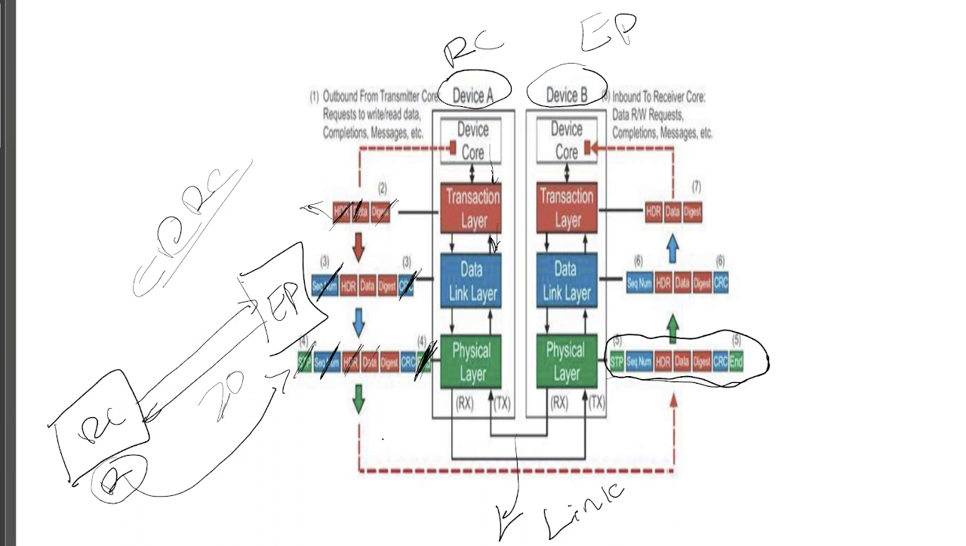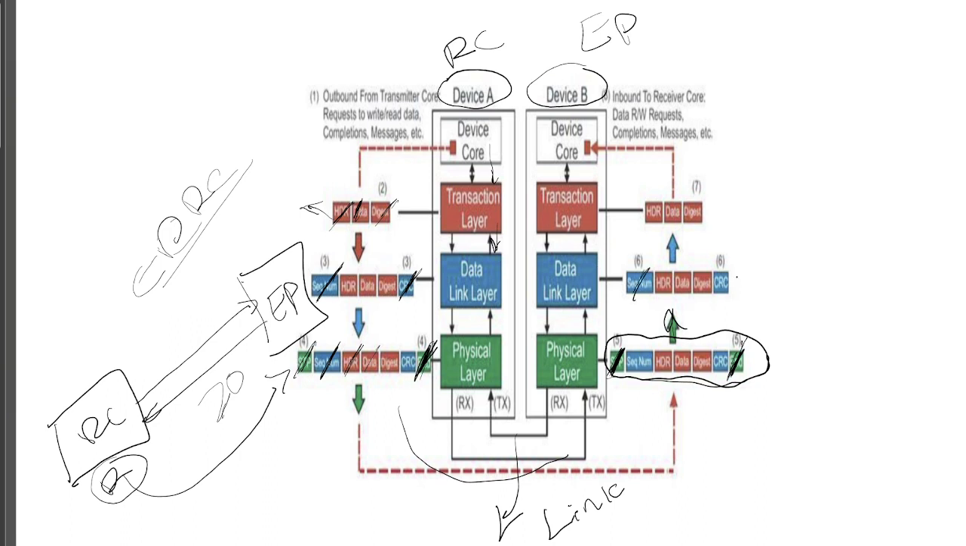Once data is sent from the transmitter to the receiver, from RC to EP, in the physical layer it will check the starting boundary and ending boundary, whether they are correct. If they are correct, it will go to the data link layer. In the physical layer on the EP side, what we appended on the left side and the right side is removed from the TLPs. Once the start bit and end bit are removed, the remaining part is sent to the data link layer.